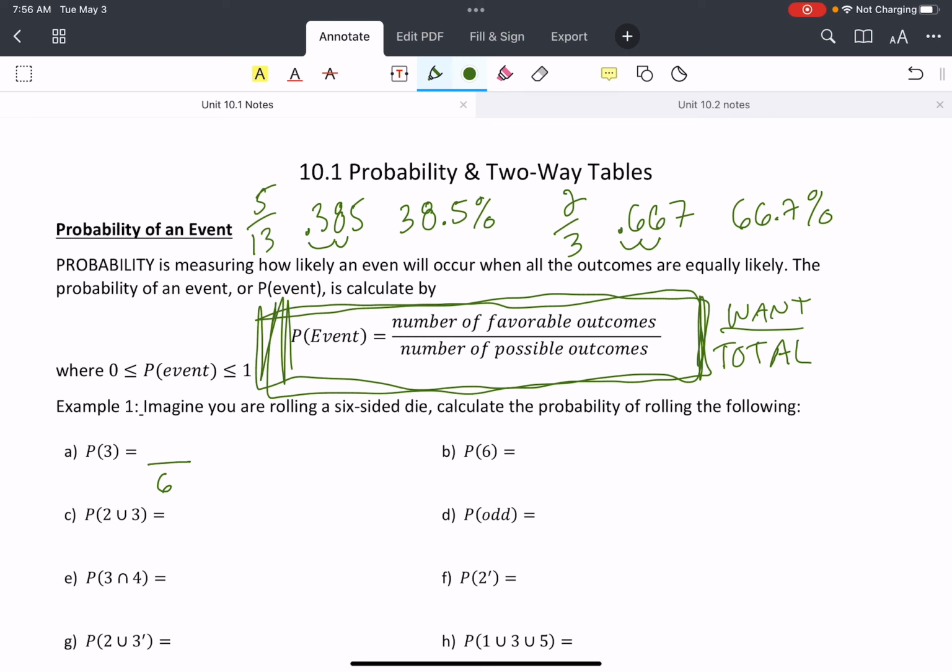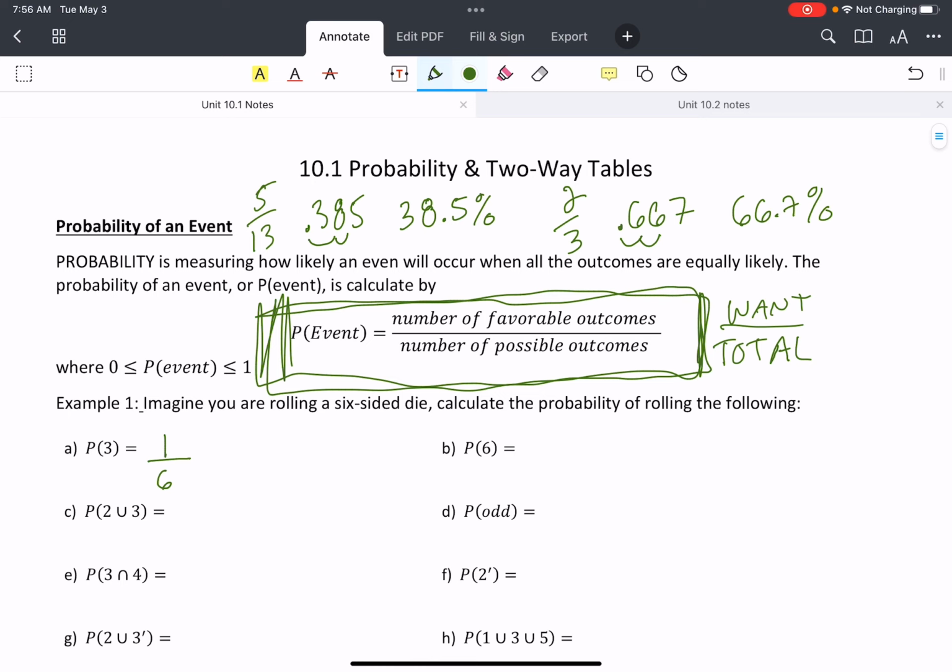Okay, so what's the probability of rolling a 3? So how many sides on the dice would be favorable if I want a 3? 1. Good. So 1/6 or 0.167 or 16.7%. Are we doing okay? Any questions so far?